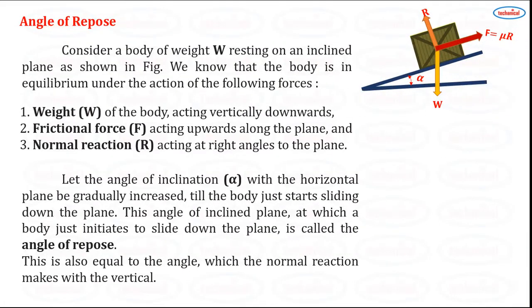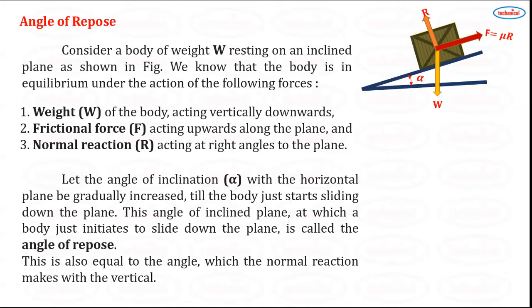Angle of repose. Consider a body of weight W resting on an inclined plane as shown in figure. We know that the body is in equilibrium under the action of the following forces. First, weight W of the body acting vertically downwards. Second, frictional force F acting upwards along the plane. And third, normal reaction R acting at right angles to the plane.